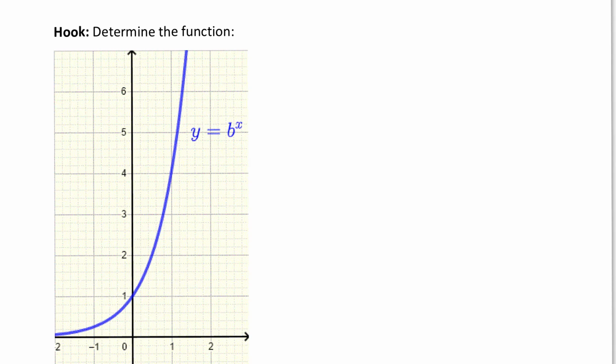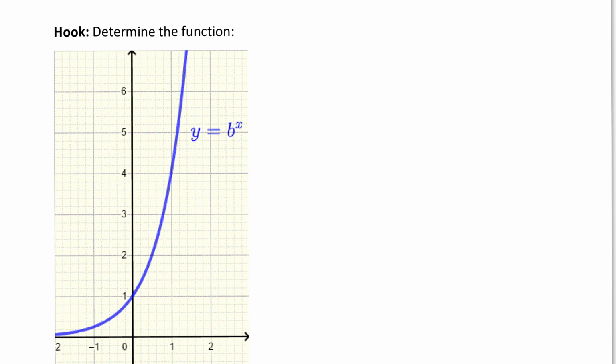Hello. In this video, I want us to look at exponentials from a bit of a different perspective. What if we're given the graph and we need to figure out the equation? So here, for example, we have y equals b to the x. We know it's just a basic exponential because they've told us the equation, but they haven't told us what the equation is. Is it 2 to the x, 3 to the x, 4 to the x? Who knows? What we have to do is figure it out.